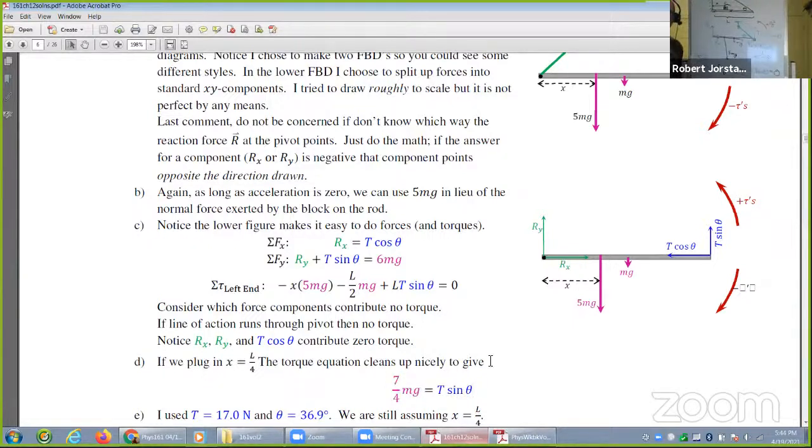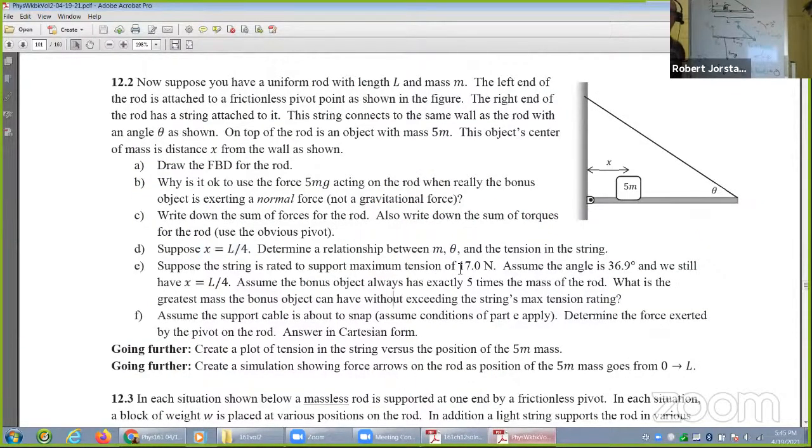Okay. How is this practical? Why is this useful? Let's look at the next question. Let's say you have a string that is rated to support 17 newtons. The angle is known, and we have X equals L over 4. And remember, that bonus object is still 5 mg. What's the largest mass you could use and the sign won't fall down? That is a practical question. If you know how strong the string is and you know where you're going to mount a sign, how heavy can the sign be before you're in trouble of this thing falling down?